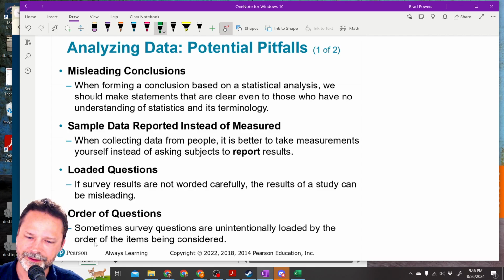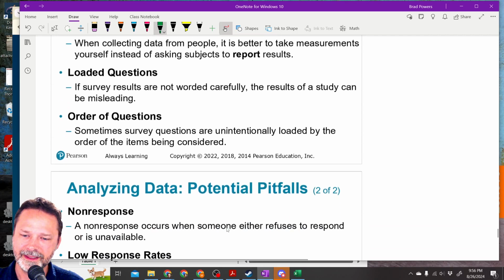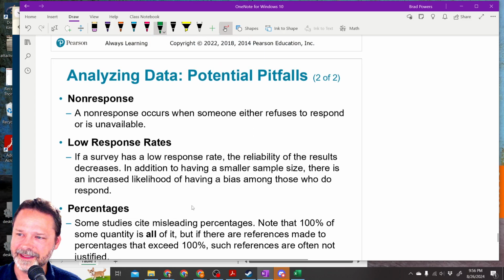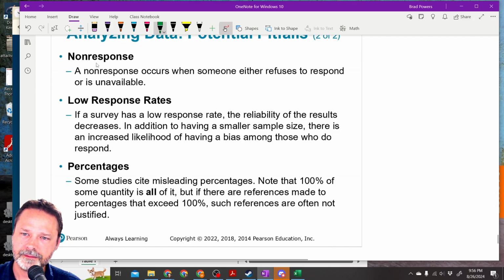Order of questions. Sometimes survey questions are unintentionally loaded by the order of the items being considered. So the order in which you present things will also affect it sometimes. All right, hang in there. Almost done. Analyzing data. Potential pitfalls.